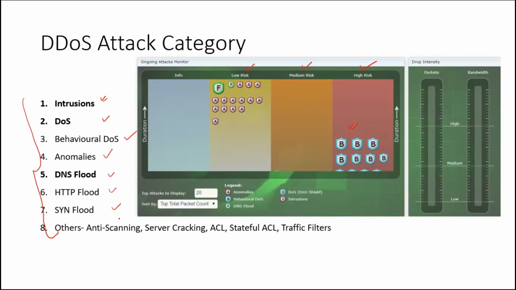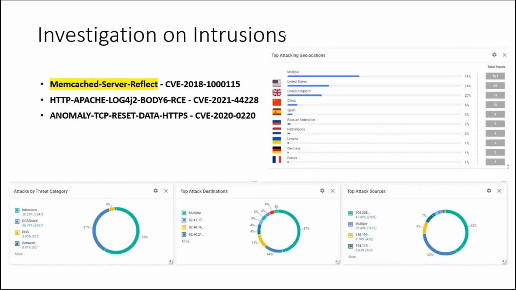In this video, I'll explain the intrusion. I have taken the example of the intrusion, and we will see how the intrusion is detected and how we can mitigate it. I took the data from the last 24 hours, and I saw there are 3 types of intrusions in the network. One is Memcached server reflect, second is HTTP Apache Log4j body RCE, and third is anomaly TCP reset data HTTPS. When I investigated more, I saw Memcached server reflect has the major impact. So let us take one of the intrusions and go deep dive into that.